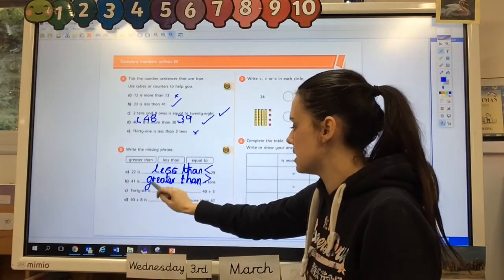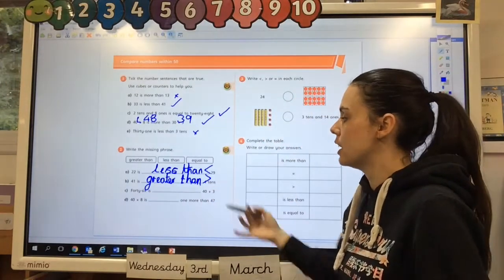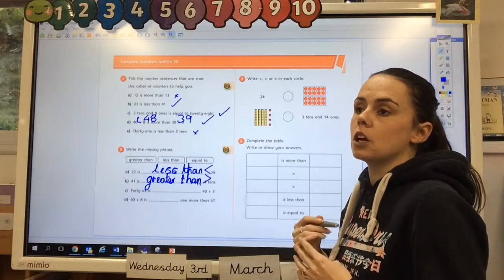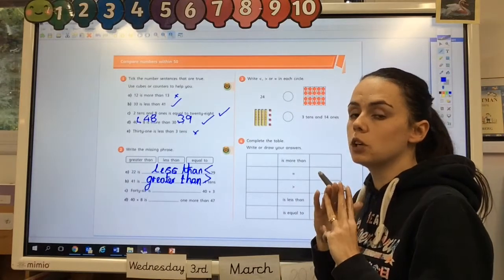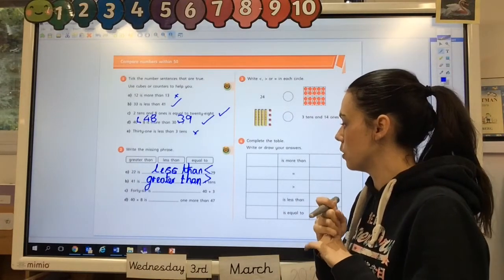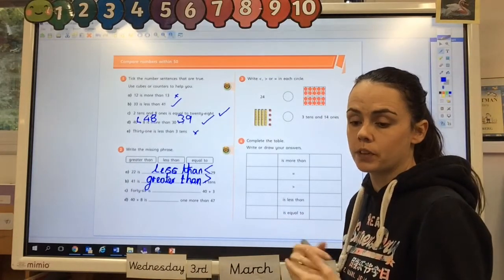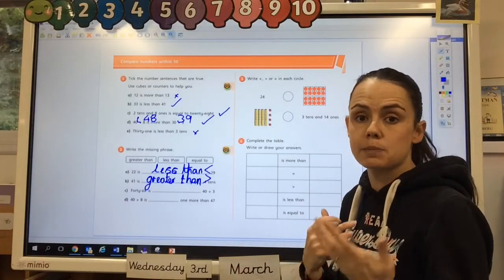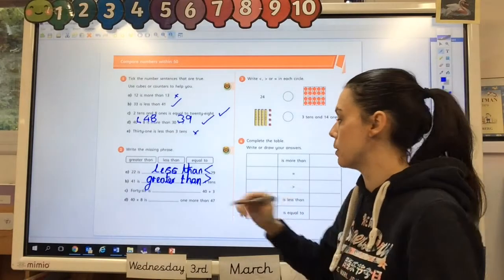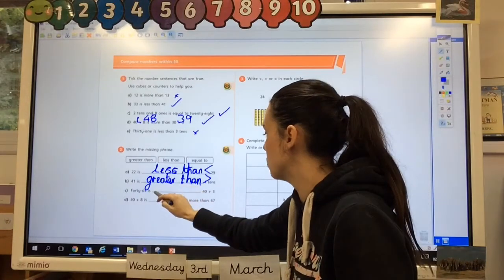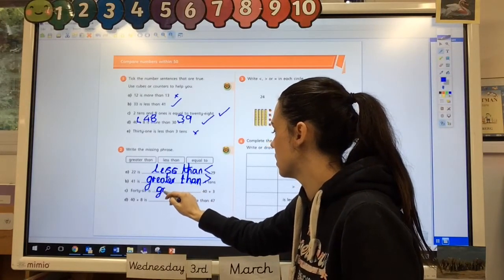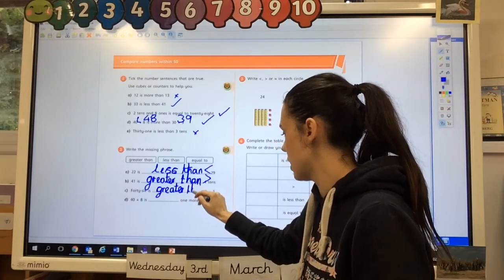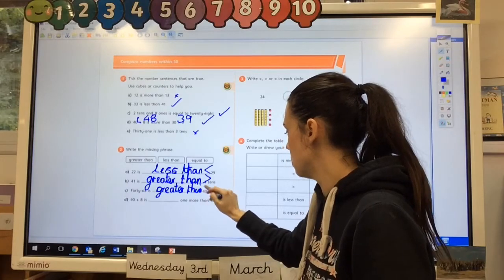Now, 46 is something to 40 plus 3. So we know what 46 is. What's 40 plus 3? So 40, 41, 42, 43. So 46 to 43. So 46 on my number square and 43. So 46 is bigger, isn't it? Because it's further up my number line. So 46 is greater than or bigger than 43. Again, you can write greater or bigger, or you can do the symbol, which is this one.